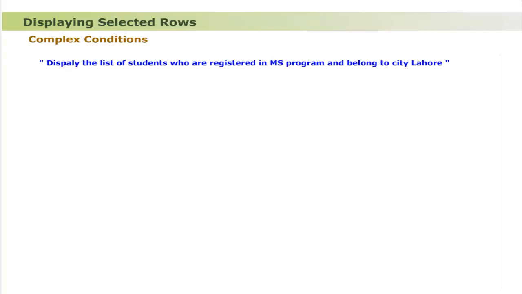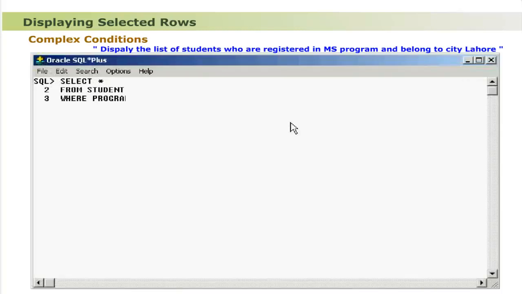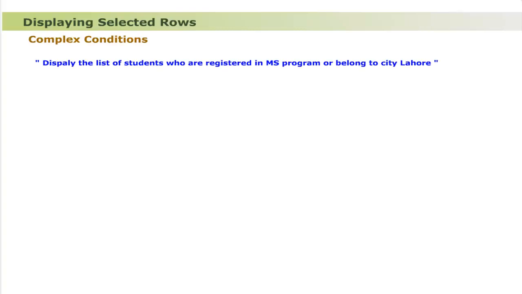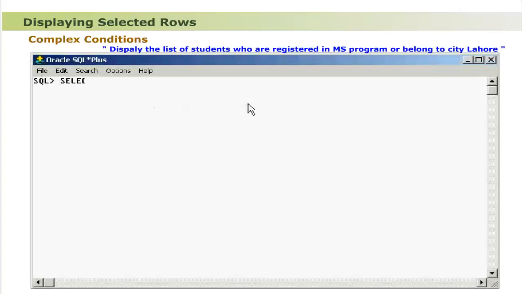Let us discuss some queries using complex conditions. The query is: display the list of students who are registered in MS program and belong to city Lahore. The select command applied is. The output of this command is. Let us see another query, that is, display the list of students who are registered in MS program or belong to city Lahore. The select command applied is. The output of this command is.